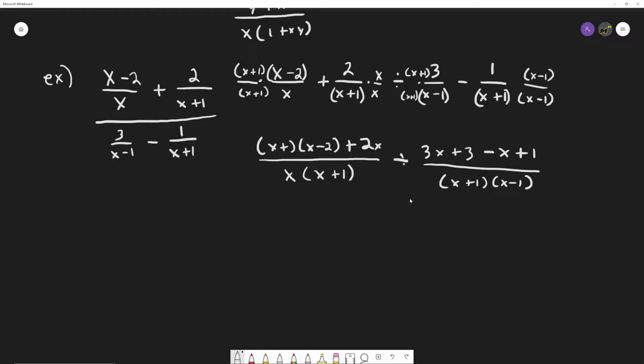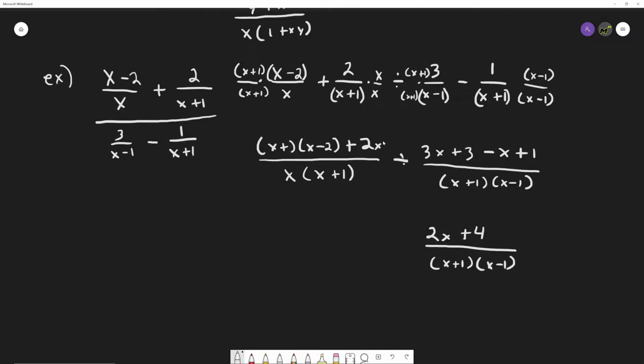Okay. And so on this top right, looks like we can do a couple things. We could combine our like terms. So let's go ahead and do that. 3x minus x would give you a 2x, and a 3 plus a 1 would give you a 4. Okay, that might help us out. And still underneath we have an x plus 1 and an x minus 1.